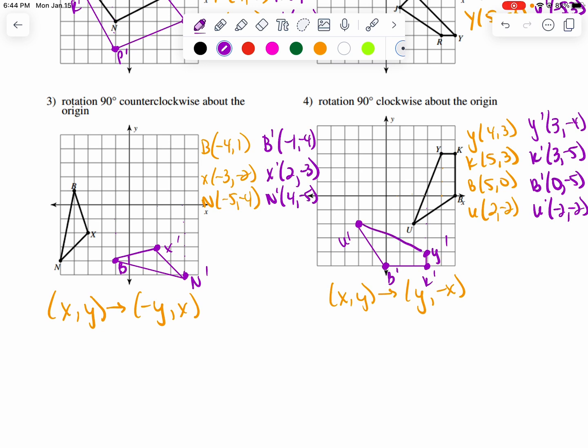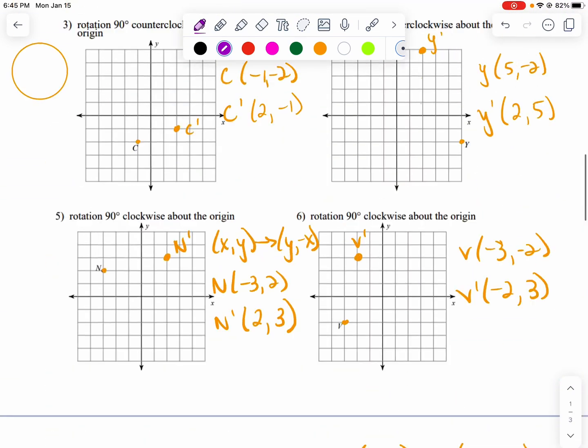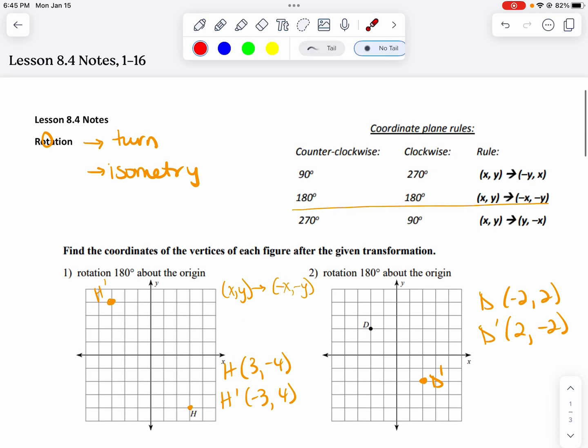Okay, so always, whether we're rotating, translating, flipping, reflecting, whatever we happen to do, we always want to make sure that we connect our points. We always want to make sure we label. Okay, so that's rotation. So again, you're going to go and use this table, these rules, and that's going to help you with your homework.